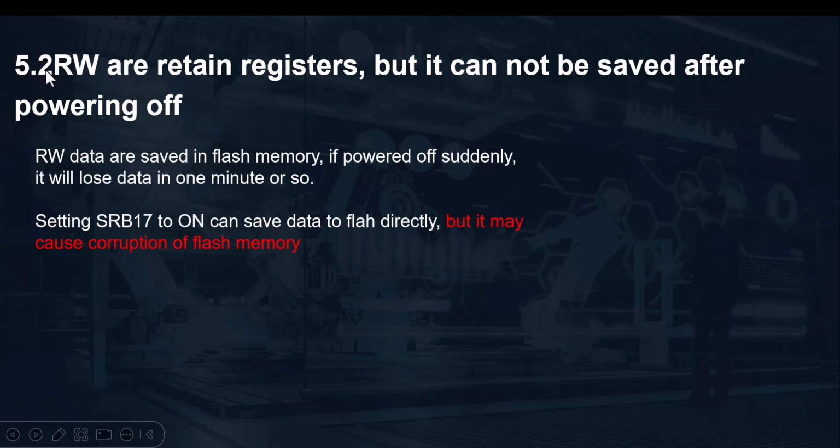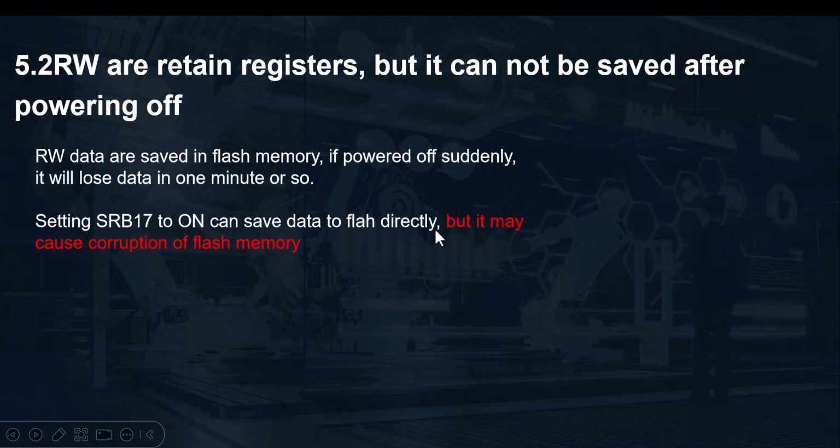Then this is the first part of the other problems. RW are written registers, but they cannot be saved after power off. For example, because RW are saved in flash memory, if powered off suddenly, it will lose the data within 1 minute or so. But you can set SRB17 to on. Then it can save data to flash memory directly.